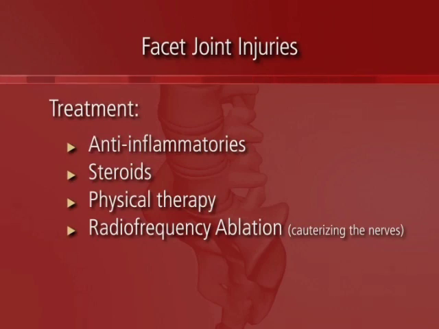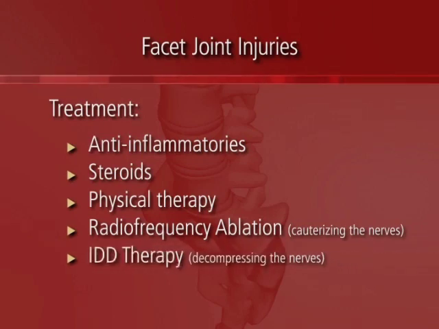One additional option for facet-mediated pain is to try and decompress this area. Traditionally, we decompress or do traction on the spine for disc-related issues, but unweighting that joint temporarily can help alleviate the pain for patients so that we can once again progress with a physical therapy program.